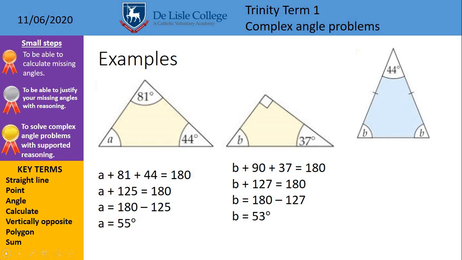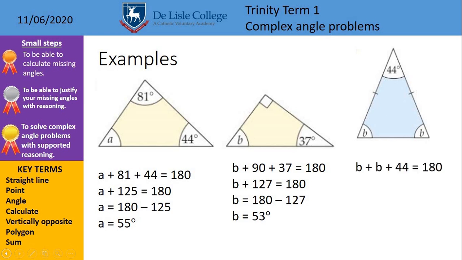And then for the third one, this time pay careful attention to those lines. Those lines indicate that we have got an isosceles triangle where two sides are the same length, the ones with the lines on, which means those two angles will be the same size. So B and B will have the same angle. Those lines indicate that the angles opposite them will be the ones that are the same.